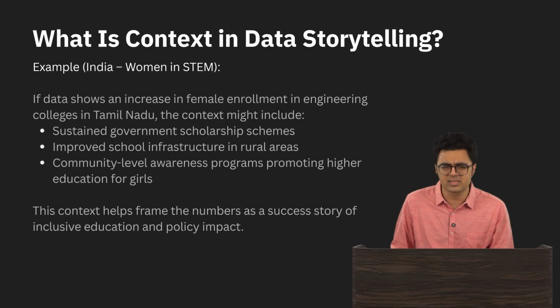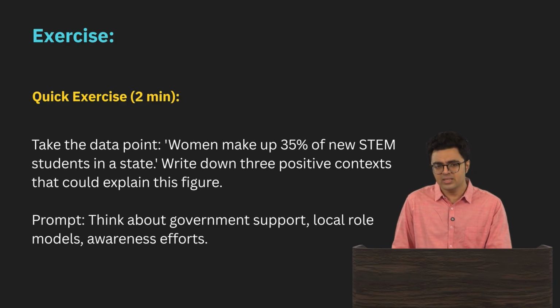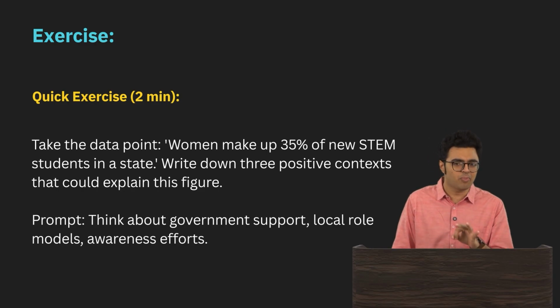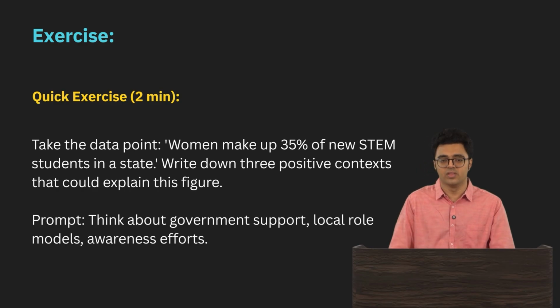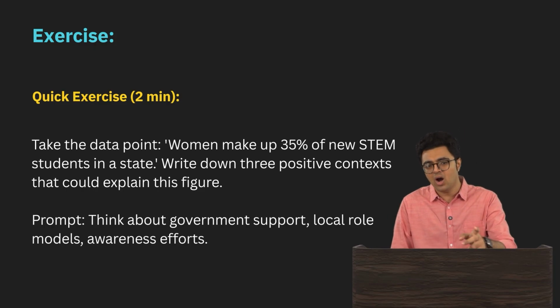Let's do a little exercise in this case. Take the data point, women make up 35% of new STEM students in a state. Write down 3 positive contexts that could explain this figure. This is a progressive data point. So if you would like to think of 3 positive contexts, they will end up explaining how it has led to this outcome.